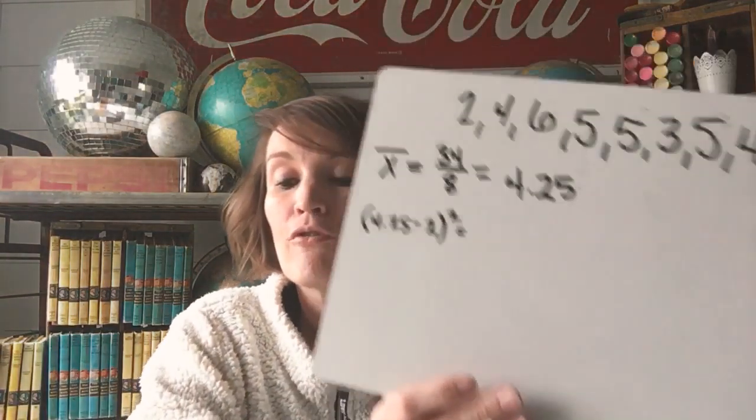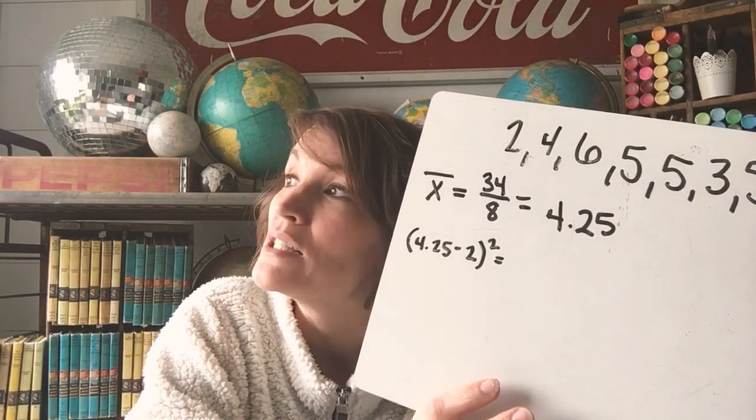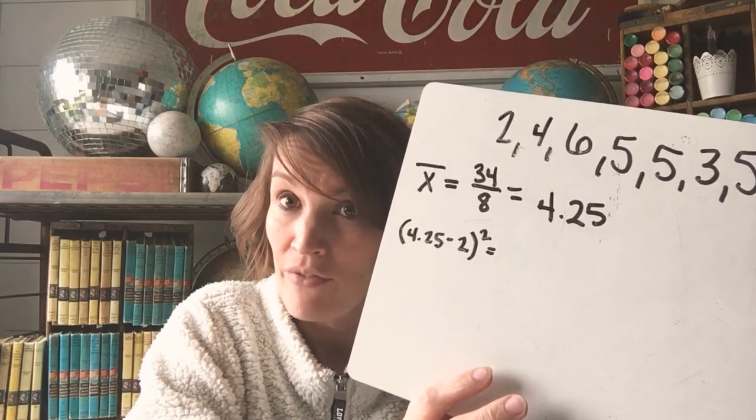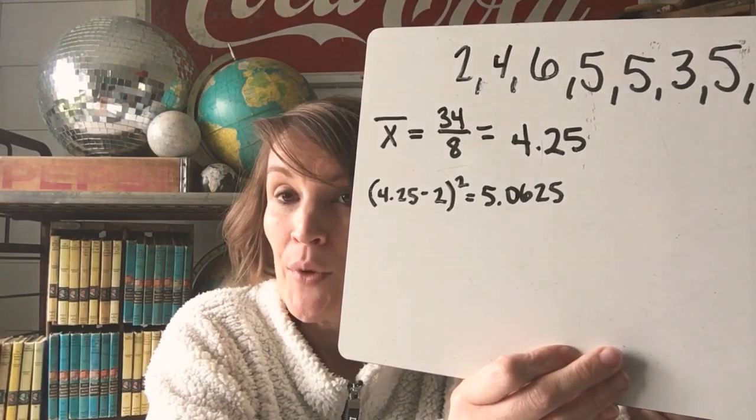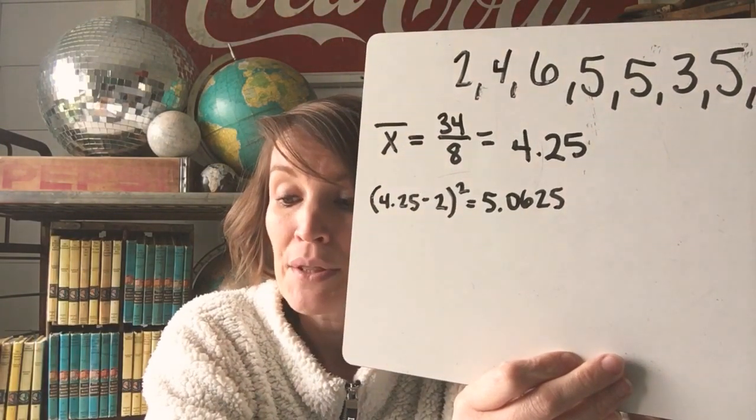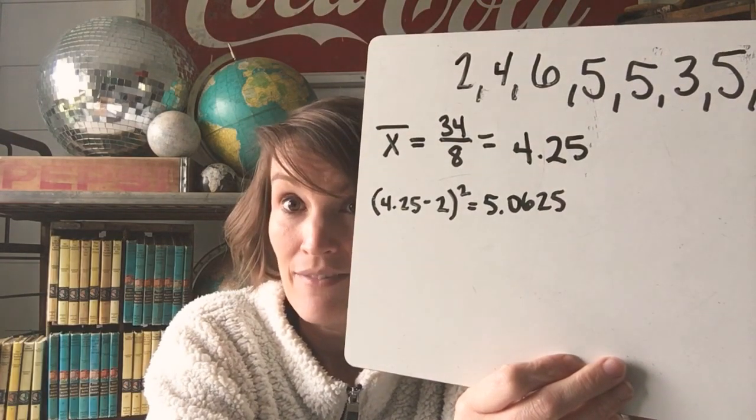So for this first data point, which is 2, I'm going to say, in parentheses, 4.25 minus 2, square it. So 4.25 minus 2 is 2.25, and 2.25 squared is 5.0625. Okay, so that's the first data point. So now I want you to pause this video and work through every single data point and find out what they are.